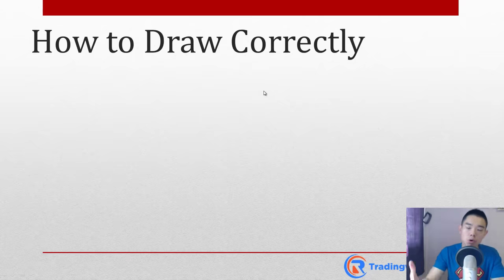So now, how do you draw these tools correctly? Because if you think about this, these tools are really important. They can help you identify what is low and what is high. So the important thing right now is, how do you draw your levels correctly? I'm going to share with you a very simple three-step technique.